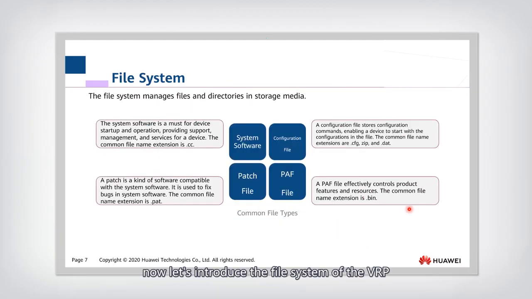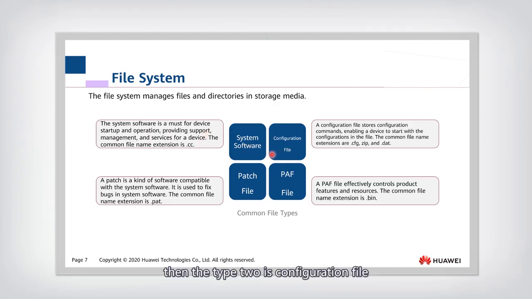Now let's introduce the file system of the VRP. There are actually several different types of files. First, any device should have the system software, much similar to the Windows system or the Linux system in a PC, right? So a router or a switch should also have a system software. And that system software is a must for startup, for operation, and to provide the management for a device.